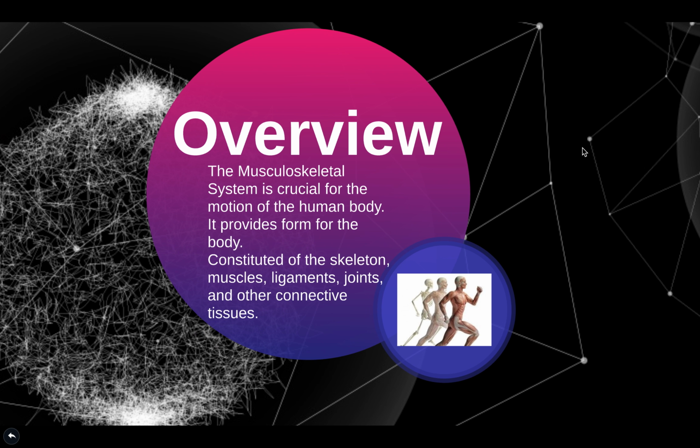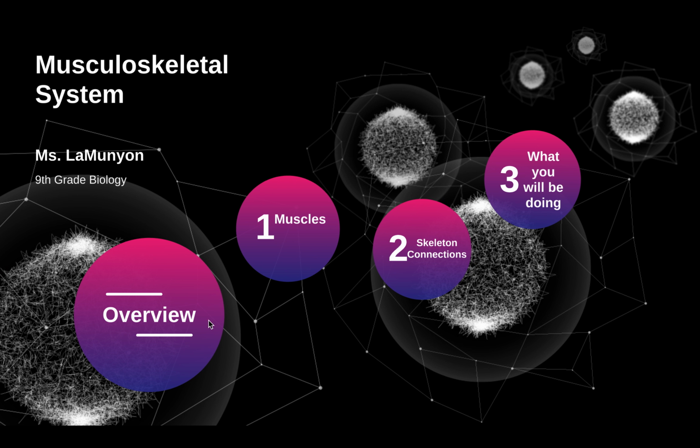So an overview, the musculoskeletal system is crucial for the motion of the human body. It provides form for the body. It's constituted of the skeleton, muscles, ligaments, joints, and other connective tissues. So basically it helps with your motion. It's very crucial to have in your body.